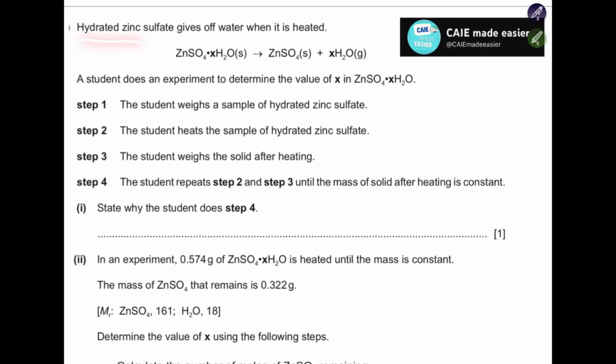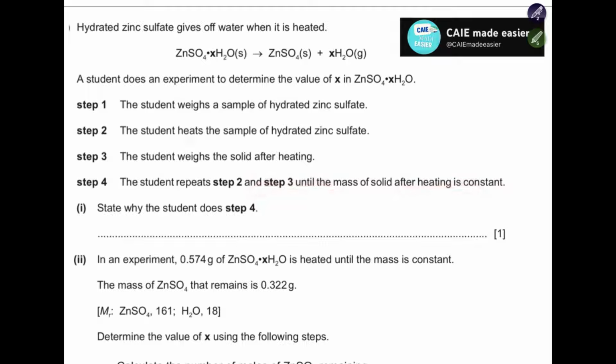Okay, hydrated zinc sulfate gives off water when it's heated. A student does an experiment to determine the value of X in hydrated zinc sulfate. These are the steps: the student weighs a sample, then heats the sample of hydrated zinc sulfate, then weighs the solid after heating, and then repeats steps 2 and 3 until the mass after heating is constant.